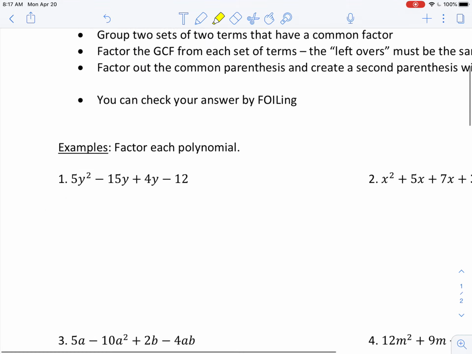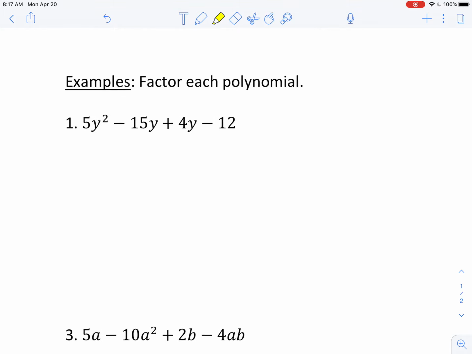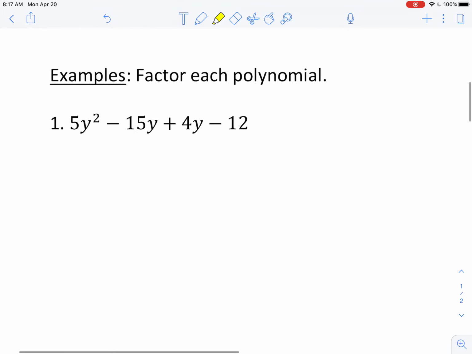If you take a look at question number 1, it says factor each polynomial. Notice that here we have our 4 terms. So we're going to start by looking at just the first 2 terms, and we're going to factor out the GCF, the greatest common factor. For the first 2 terms, the greatest common factor, the biggest number that divides into both terms, is 5y. So I'm going to factor out the 5y.